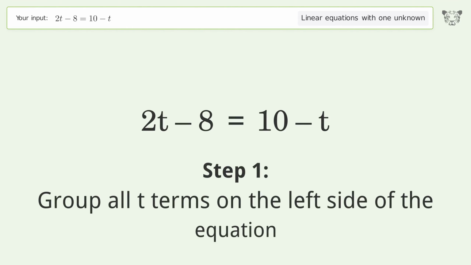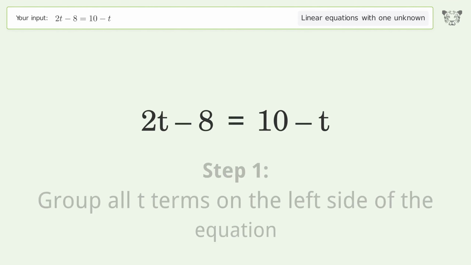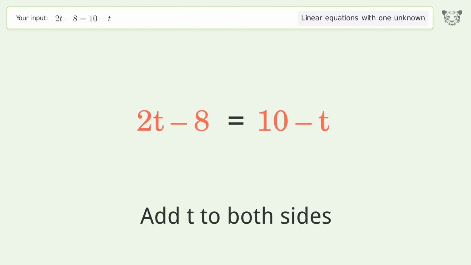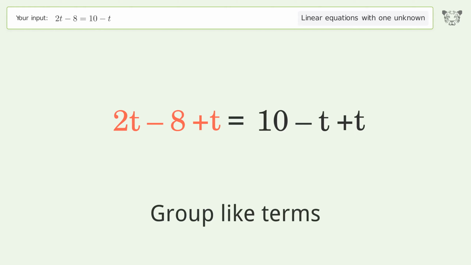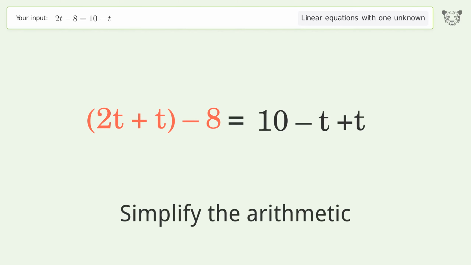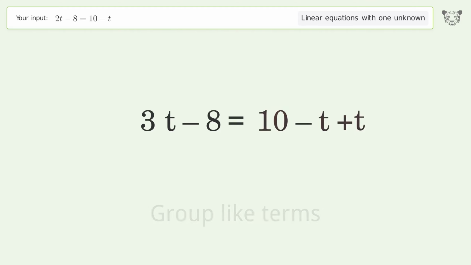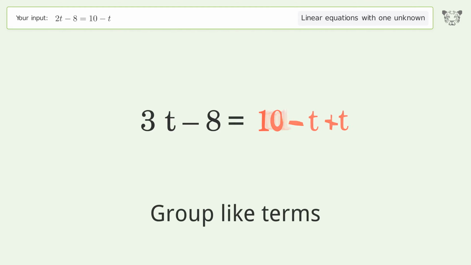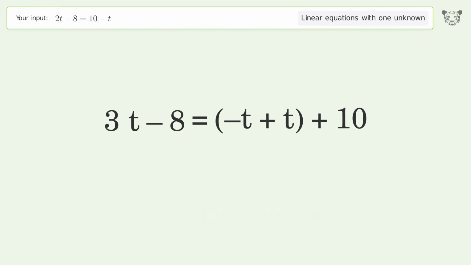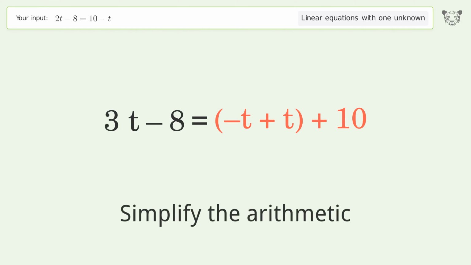Group all t terms on the left side of the equation. Add t to both sides. Group like terms. Simplify the arithmetic. Group like terms. Simplify the arithmetic.